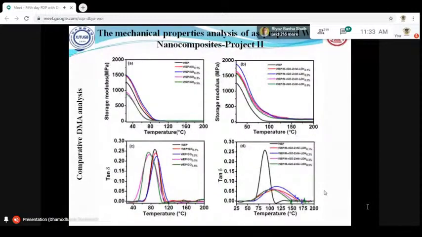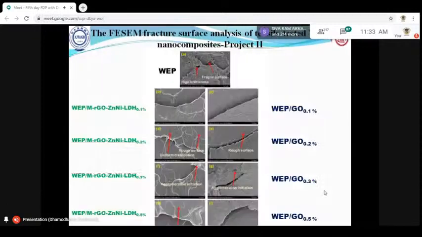The same in the DMA analysis also. So GO is the same as in my first project, and in the DMA analysis of the zinc nickel LDH at 0.28% loading, it is showing around 1900 megapascal storage modulus, and the tan delta value is also remarkable, around 119, I think. The better mechanical property achievement was scrutinized with the assistance of fracture surface analysis with the FESEM analysis.